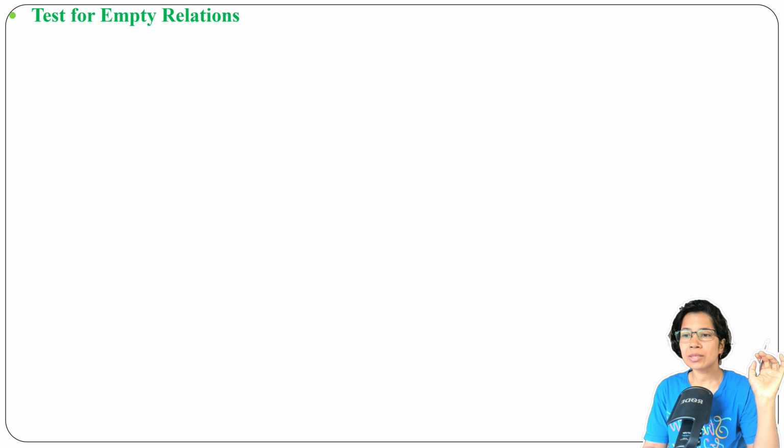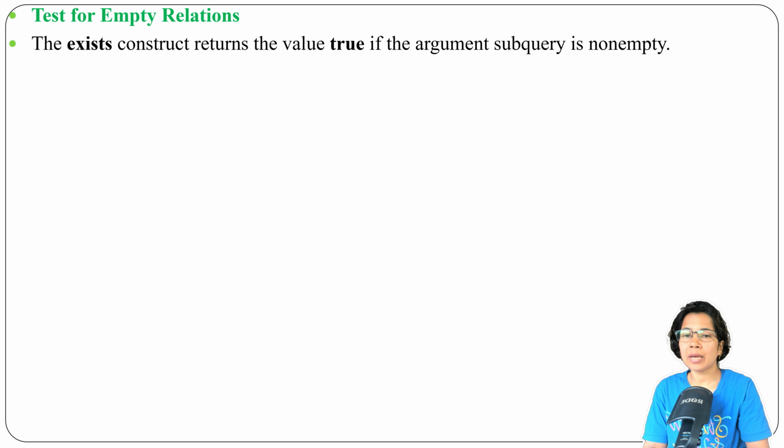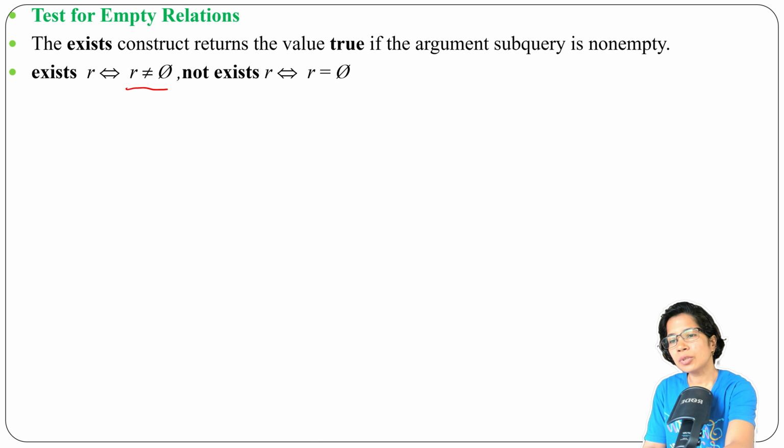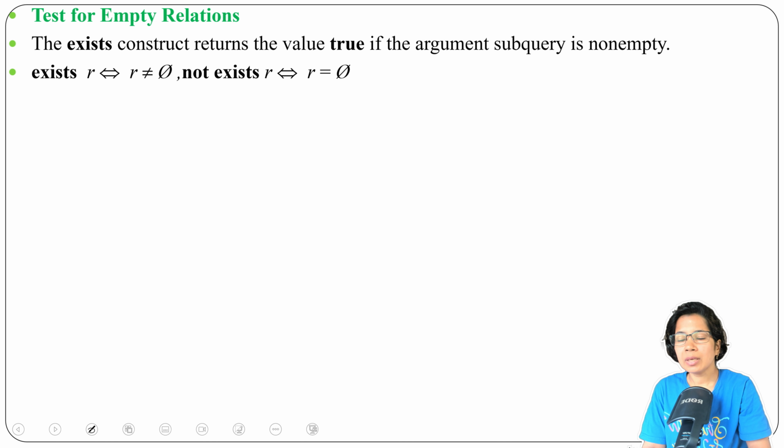Hey students, let's discuss test for empty relations, where I'll discuss exists and not exists. In the previous lecture, I already discussed some and all clause in nested subquery. In case of exists, it will return true if the inner query is not empty. If the inner query gives empty, then it will be false. The exists returns value true if the argument subquery is not empty. In case of exists, the inner subquery should not give phi, and in case of not exists, it can give phi. Phi means empty.